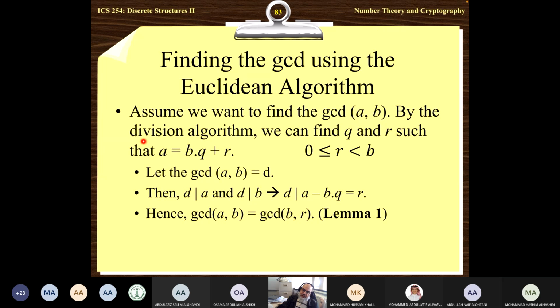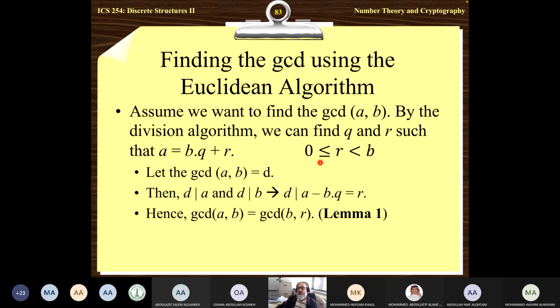If you remember, by the division algorithm we can find q and r such that a is equal to b times q plus r, right? Using the division algorithm, r is less than b and greater than or equal to 0.